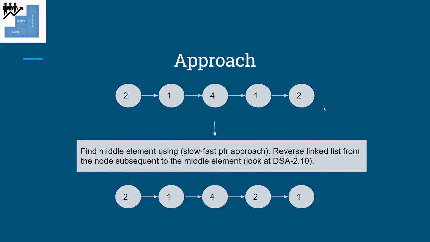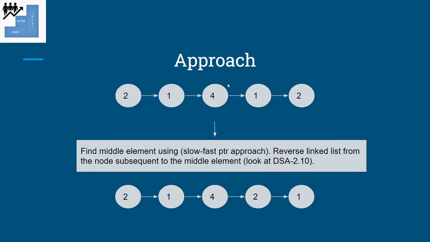So the approach is simple. We will find the middle element using the slow fast pointer approach, which we have seen in the previous questions in the linked list. As we can see, this turns out to be the middle element of the linked list. Then from the next element onwards, after the middle element, we need to reverse the linked list. This question we have done in DSA 2.10, which is just the previous video.